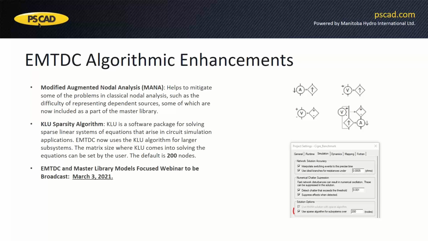We've also added a KLU sparsity algorithm. This is used specifically for very large matrices. The default setting is 200 nodes, as you can see down in the bottom right corner, where you can turn the sparse algorithm on and off. So anything larger than that, the sparsity algorithm will be imposed. From what the experts are telling me, it works best for very large matrices that are mainly passive and don't include a lot of switching devices, although it does tend to speed up just about any large matrix solution.